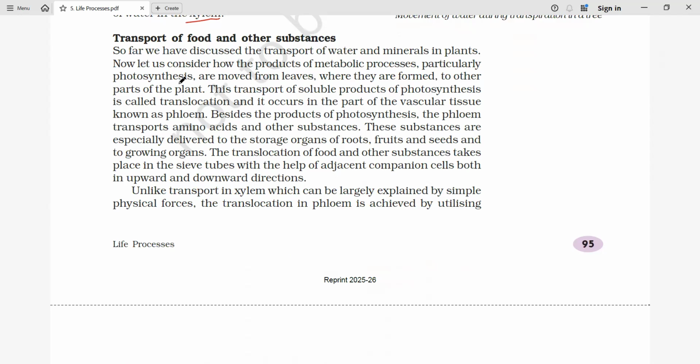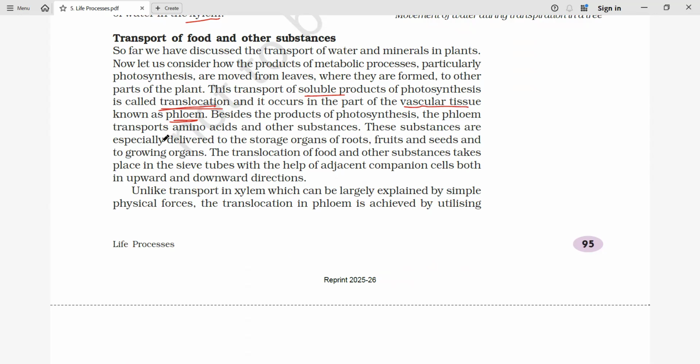So now finally here, we have seen that phloem is going to play the main role here. Okay. So the transport of soluble products of photosynthesis is called translocation. Before this, we have seen transpiration. Now we have translocation. What is translocation? Moving the food that was made to the different parts is called translocation. So that is being done with the help of the vascular tissue that we call phloem. Okay.